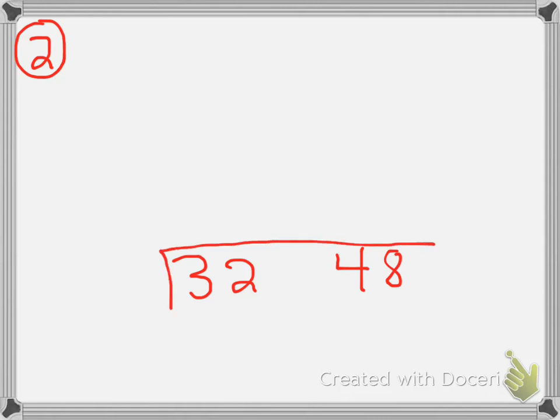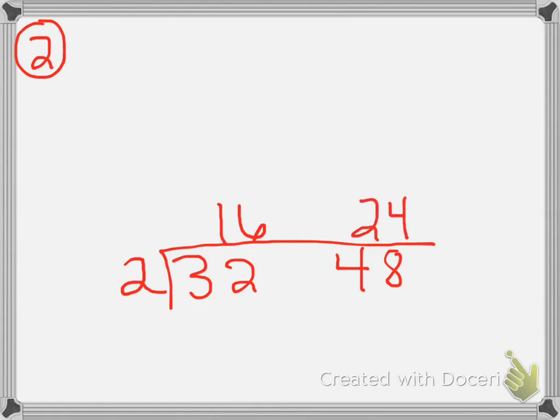Problem number 2. Use the greatest common factor and the distributive property to rewrite 32 plus 48. Okay, so we are going to use the distributive property to rewrite this addition problem. But first, we have to find the greatest common factor of 32 and 48. Again, we're going to use the ladder method. A common factor between 32 and 48, because they're both even numbers, we know is 2. 2 will go into 32 16 times. 2 can go into 48 24 times.